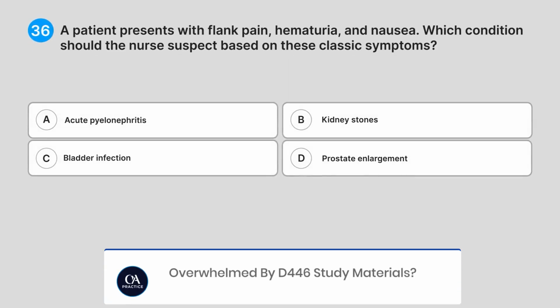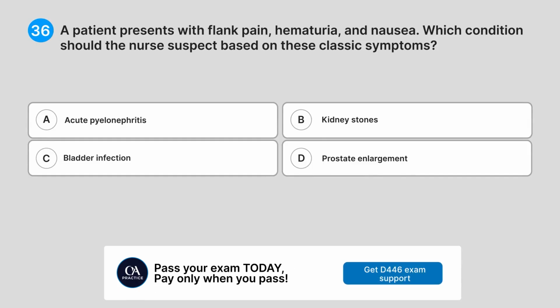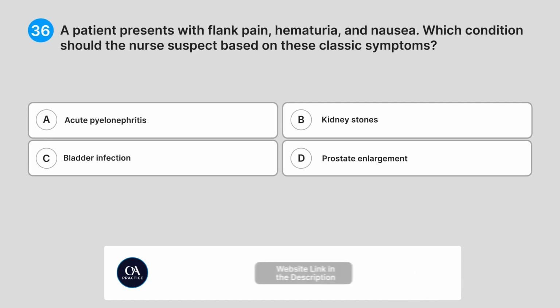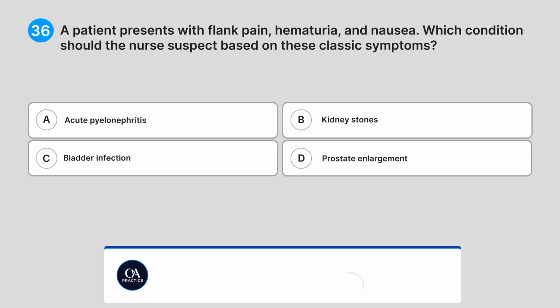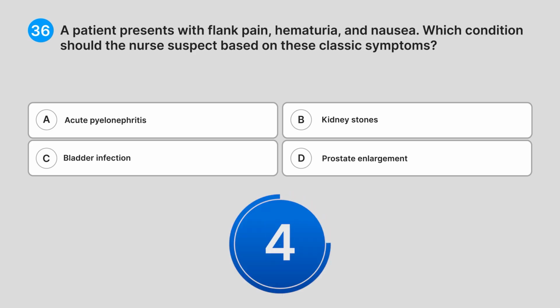36. A patient presents with flank pain, hematuria, and nausea. Which condition should the nurse suspect based on these classic symptoms? A. Acute pyelonephritis. B. Kidney stones. C. Bladder infection. D. Prostate enlargement. Do you know the answer?